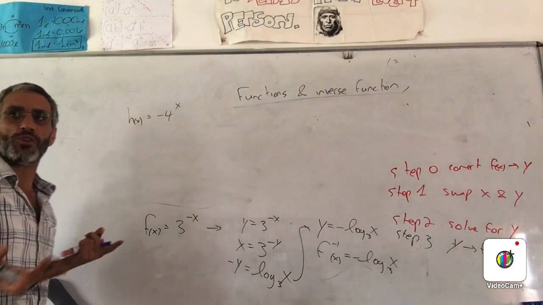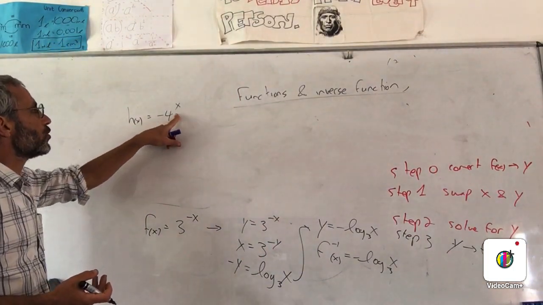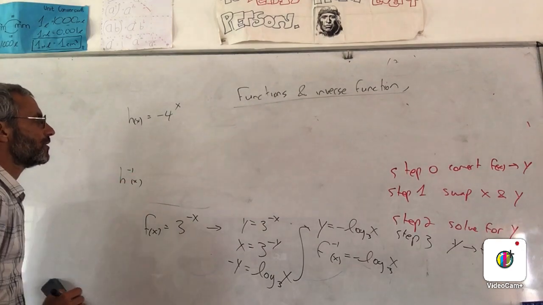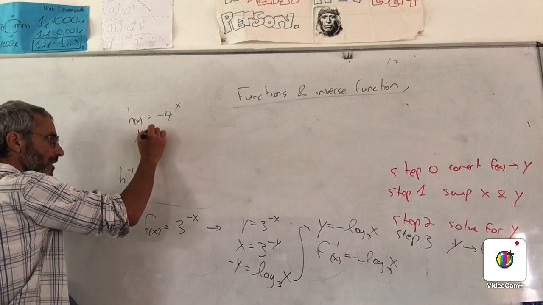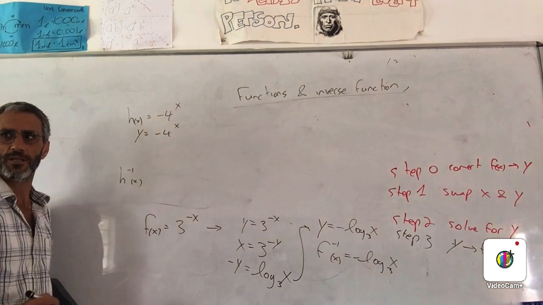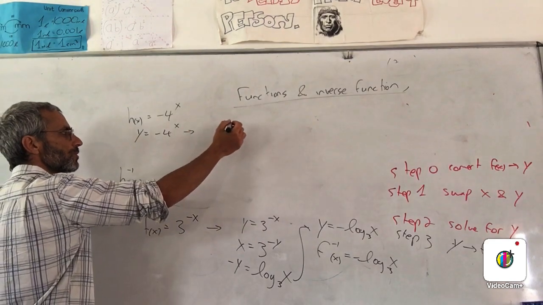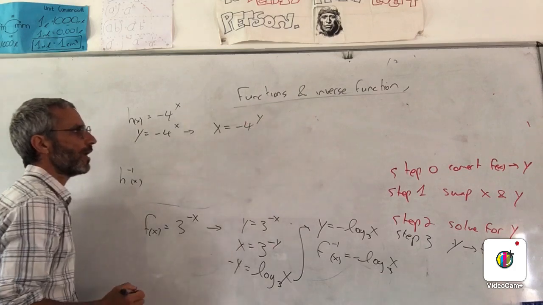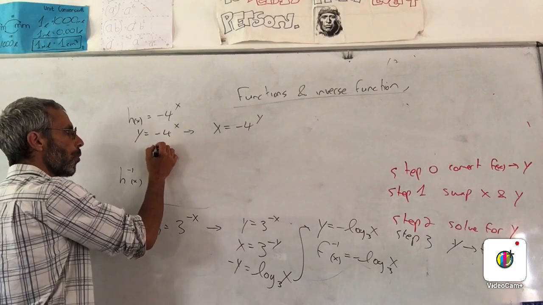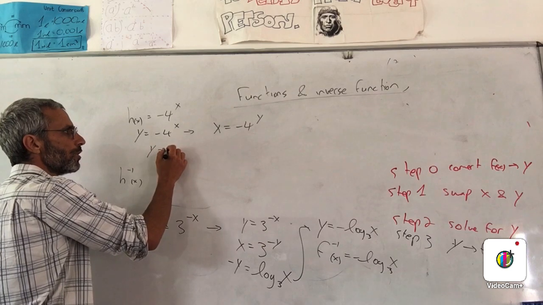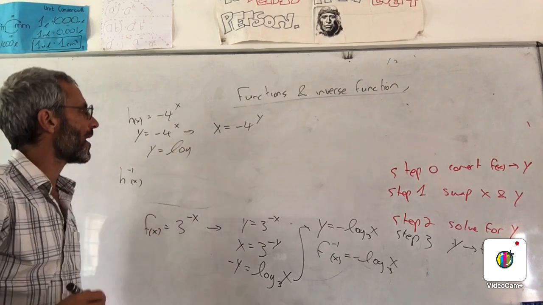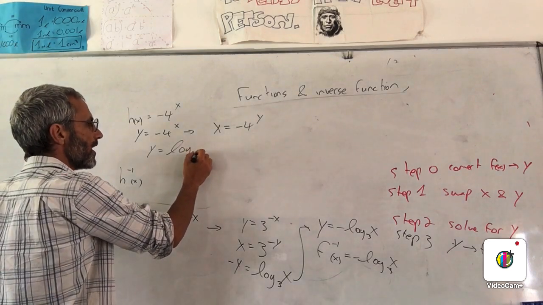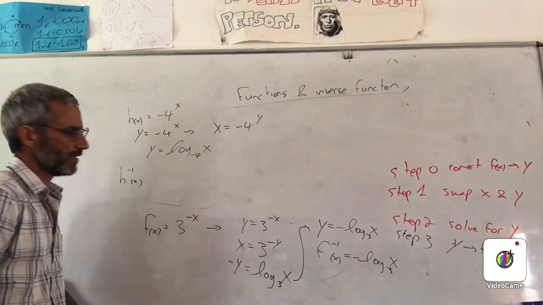h of x, sometimes we use h or g, equals minus 4 to the power of x. We want to find h minus 1 of x. First step, write down y equals minus 4 to the power of x. Next step, swap: x equals minus 4 to the power of y. Now I've got to use the log. So y equals to? Log minus 4. Now we have a little bit of a problem, don't we? Log of x, base minus 4, right? So we're in trouble.